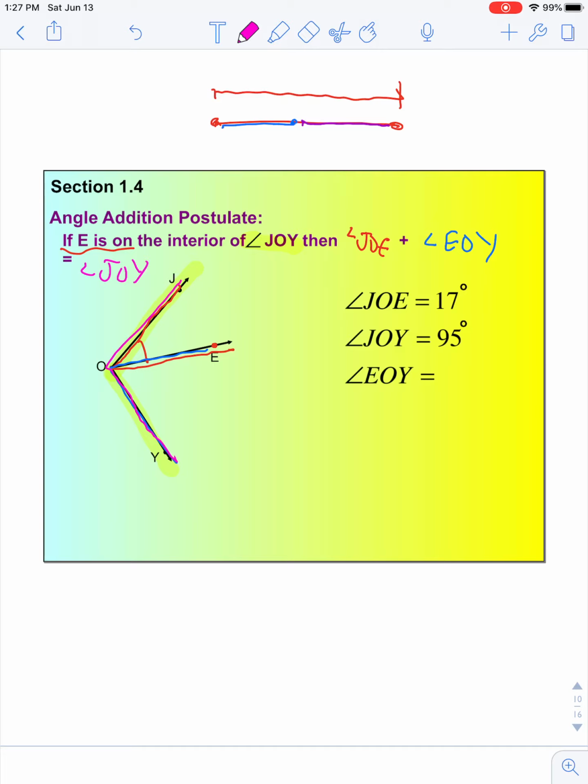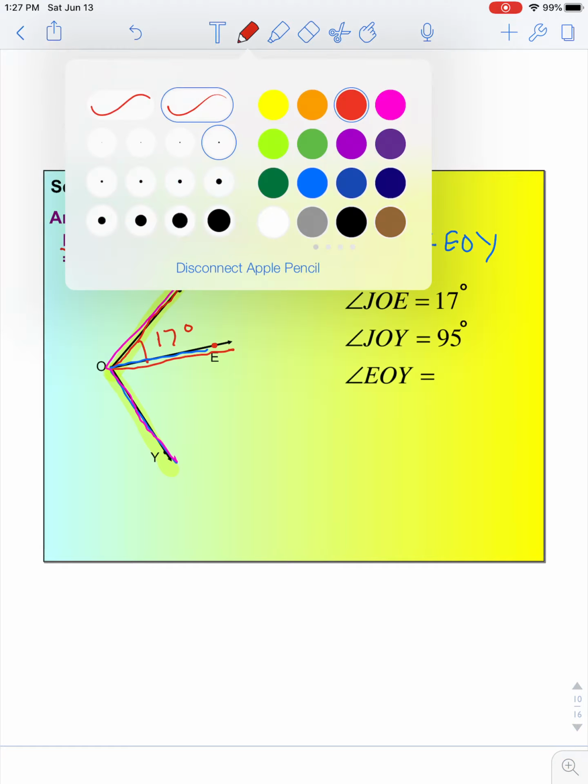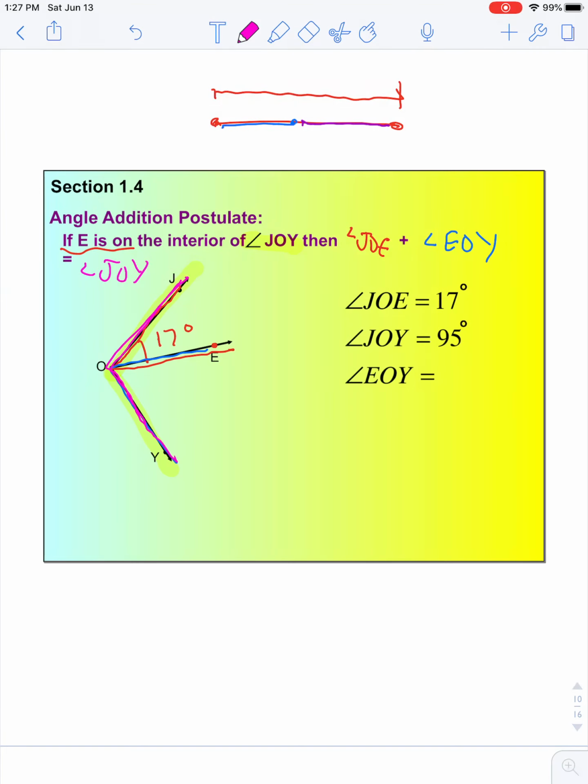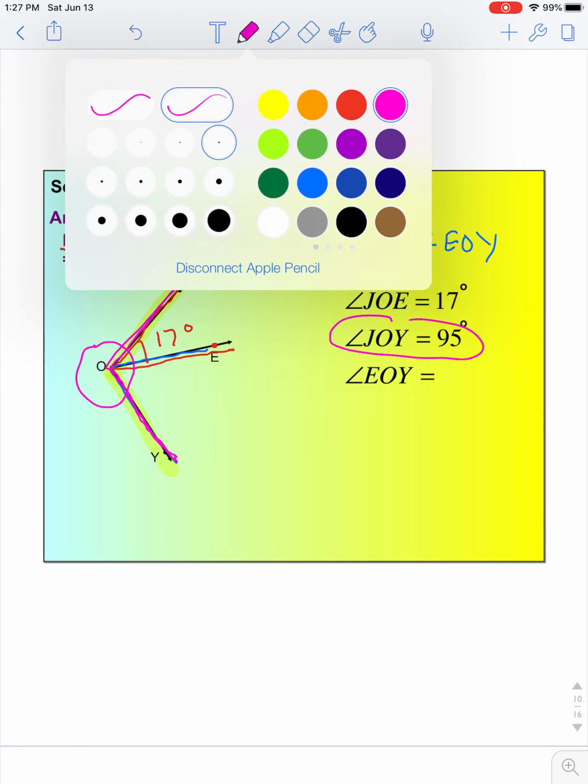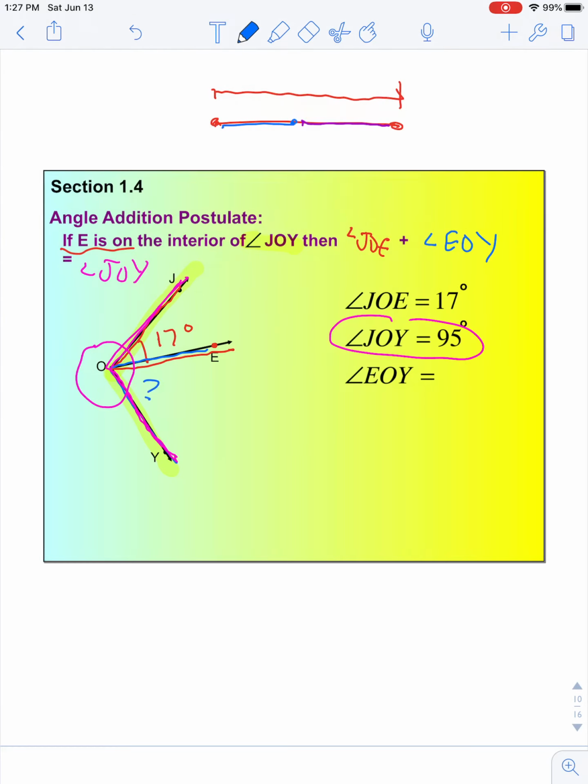So now if we actually put values on this, and if I tell you that JOE is 17 degrees, and I tell you that the whole angle right here, the larger angle right there, the whole thing is 95 degrees, so that's this part right in here is 95 degrees, then how do we find this part of the angle that we're missing, which is angle EOY? Well, all we do is we take 95 and we subtract 17, and that gives us 78 degrees.